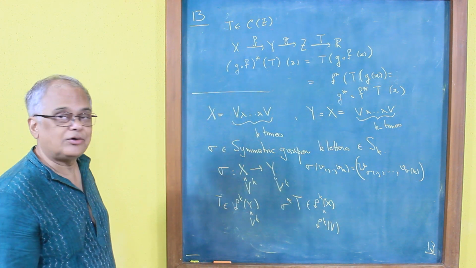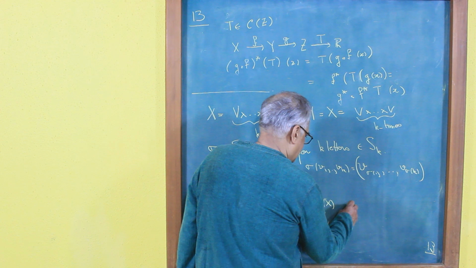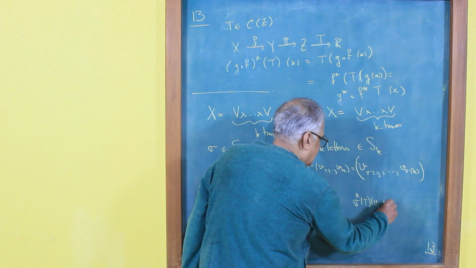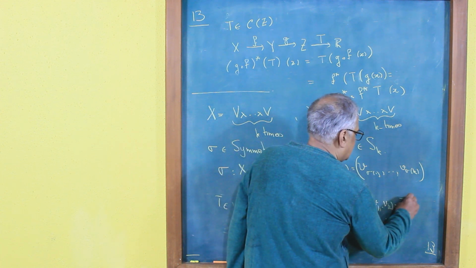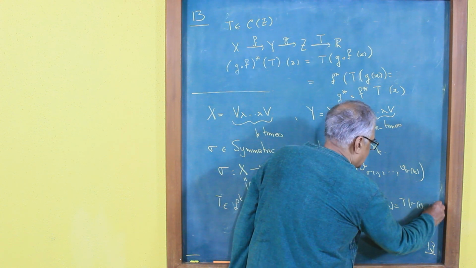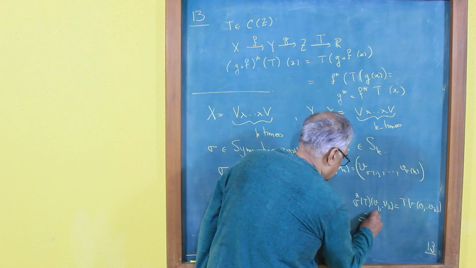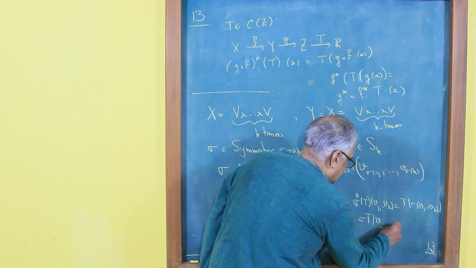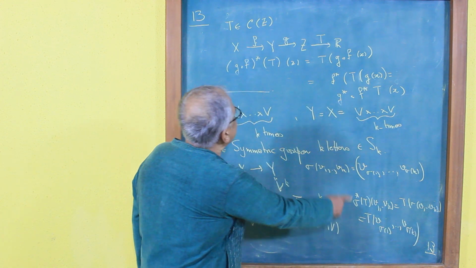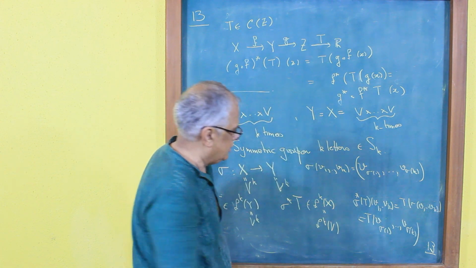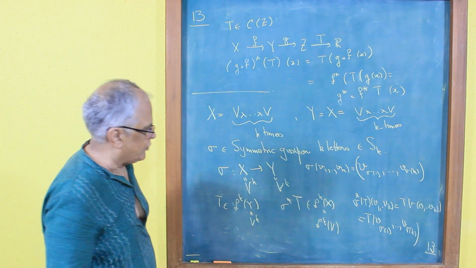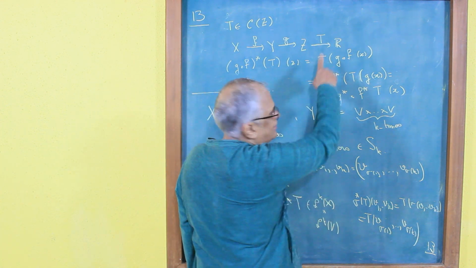How will I define sigma star of t? I will define it by sigma star of t evaluated at (v1, ..., vk) is equal to t of sigma(v1, ..., vk), which is equal to t of (v_sigma(1), ..., v_sigma(k)). This sigma star is exactly that f star that I'm talking about. This t is exactly this t that I'm talking about here. Okay? So I hope you understand that what I'm doing here is exactly what I have done there.